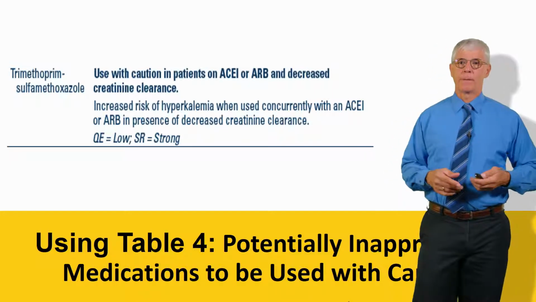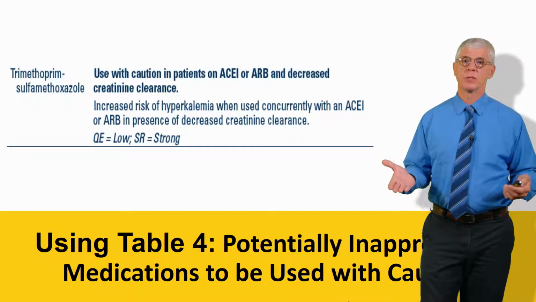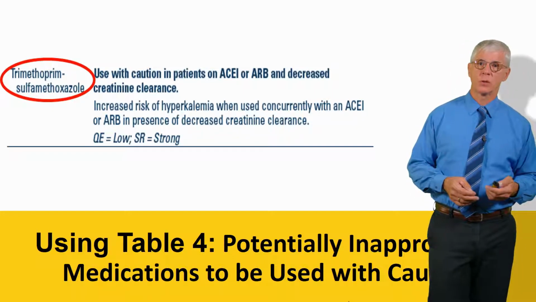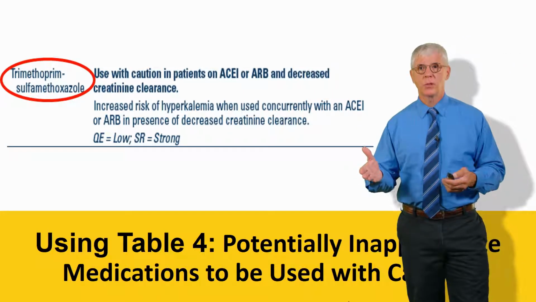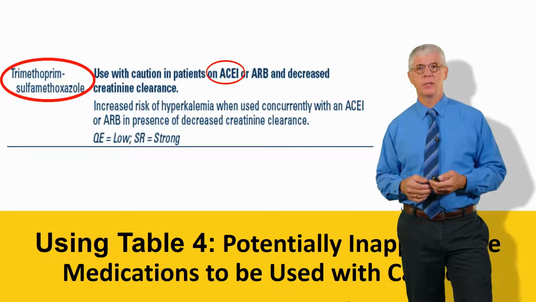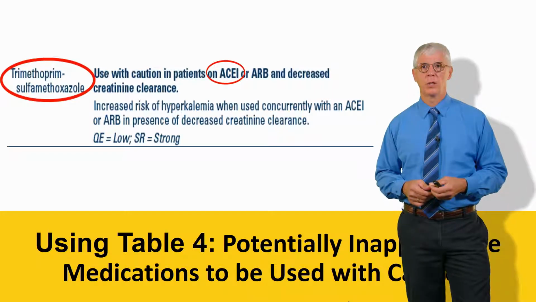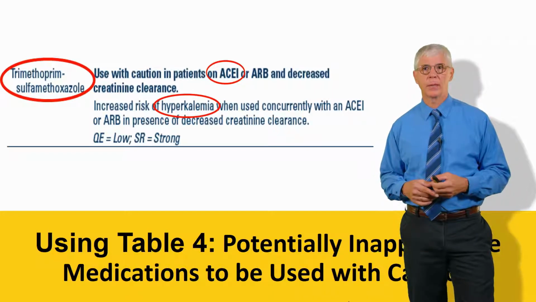What about table 4? Medications to be used with caution. Well, here we have trimethoprim-sulfamethoxazole, which should be used with caution in people on ACE inhibitors or ARBs. Well, she is on lisinopril, an ACE inhibitor. So we do increase the risk of hyperkalemia.